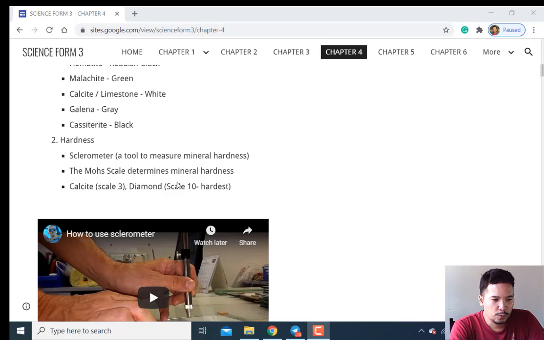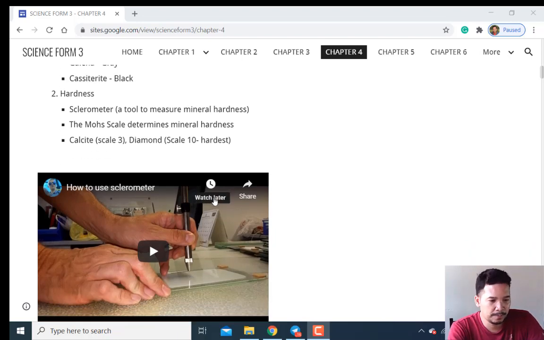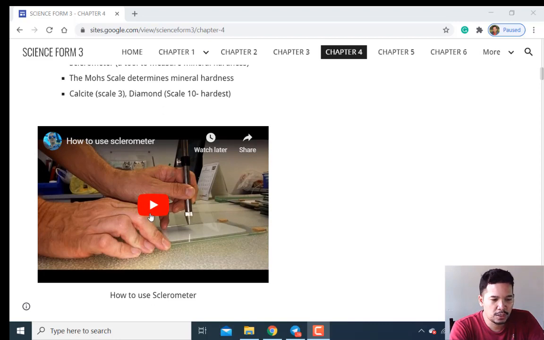And for the hardness, we use a sclerometer as a tool to measure mineral hardness, and the scale is called Mohs. For example, calcite or limestone is scale 3, and diamond is scale 10. As we all know, diamond is the hardest mineral found for now. This is a YouTube video on how to use the sclerometer.